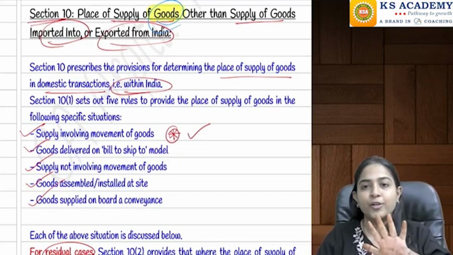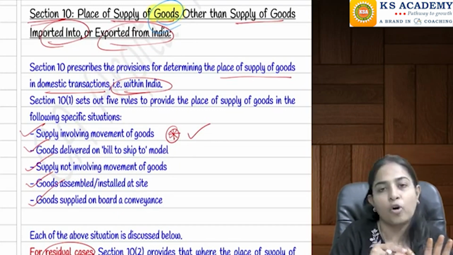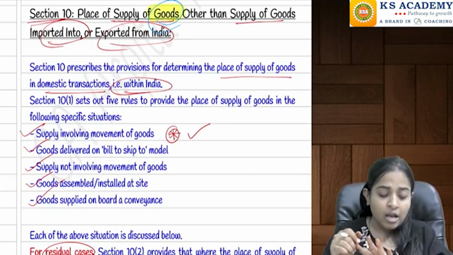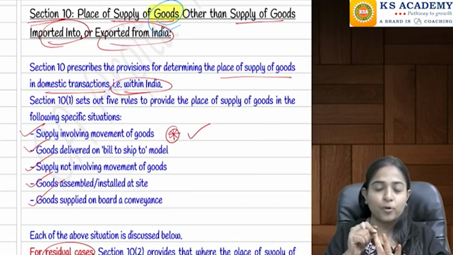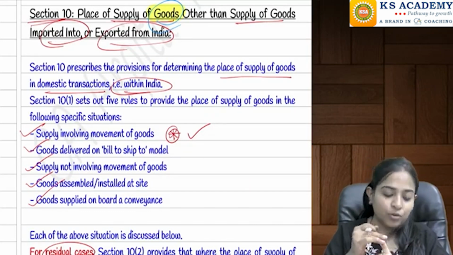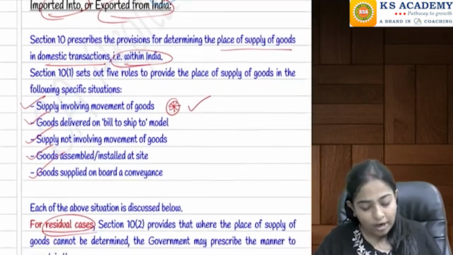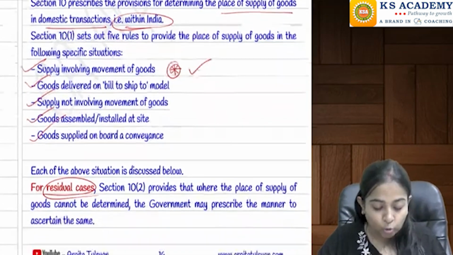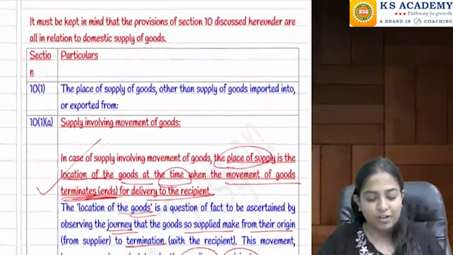In that we are going to study 5 circumstances. First one, normal supply involving movement of goods. Next one, supply not involving movement of goods. Next one, bill to ship to model. Next one is installation of the goods, and the last one is goods supplied on board. And for the residual cases we have section number 10.2.